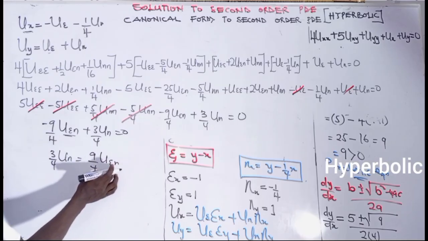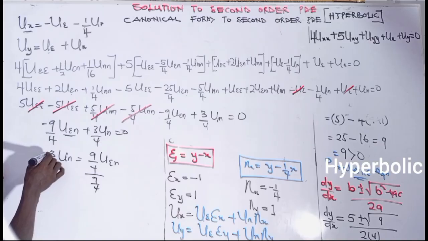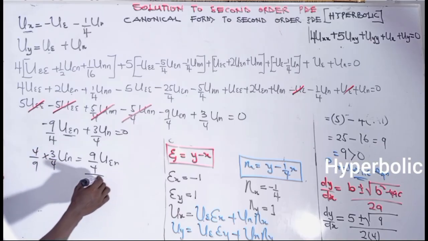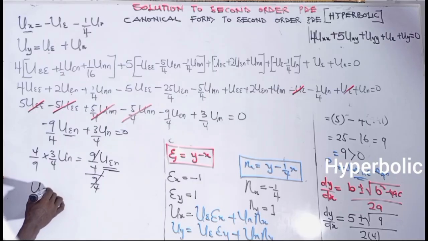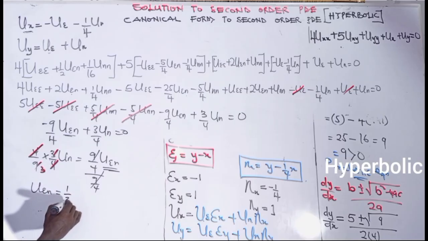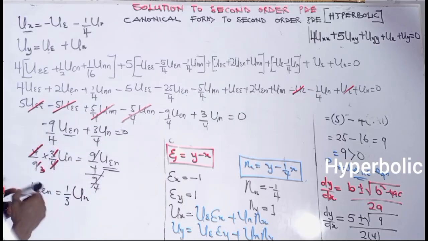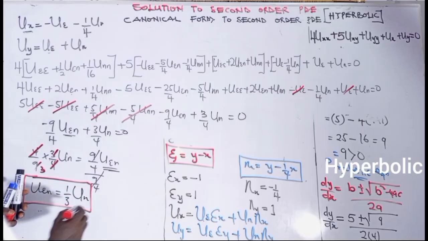We send this one to the right hand side. We are looking for u_xi_eta, so let's divide both sides by 9 over 4. And this part is going to be 4 over 9, so that this will cancel this. So at the end, we have u_xi_eta is equal to, this 4 cancels this 4, 3 into 9, we have 3. So we have our final answer to be 1 over 3 u_eta. So this becomes the canonical form. This was the canonical form.